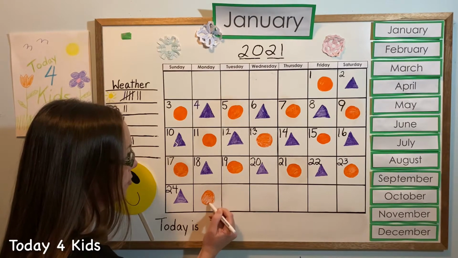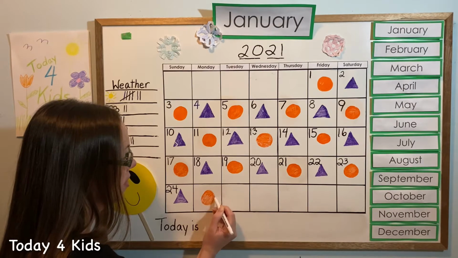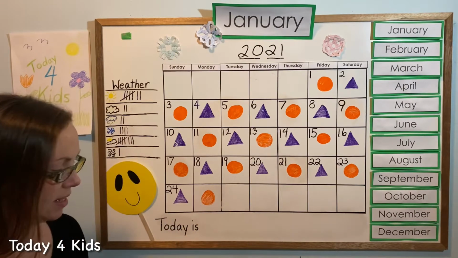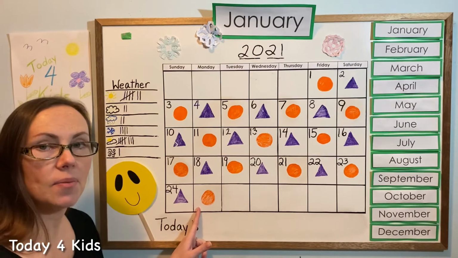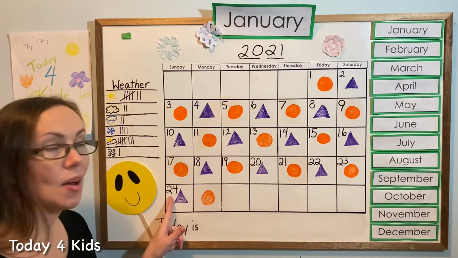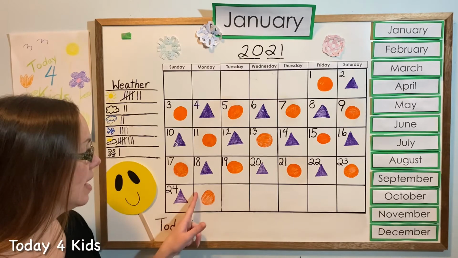What else do we need to put into our square so that it looks like the other ones? What else do we need in our square to tell us the date? What's missing? What's in this square that's not in this square? Did you guess a number? That's right, we need to put a number in here.